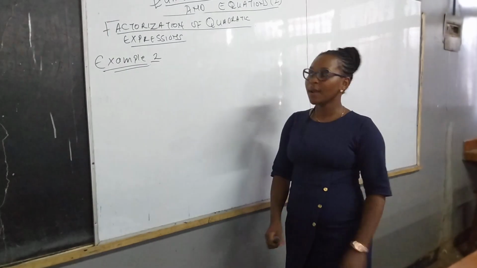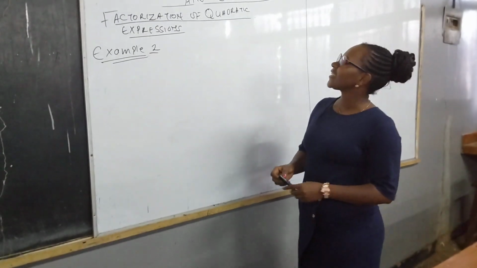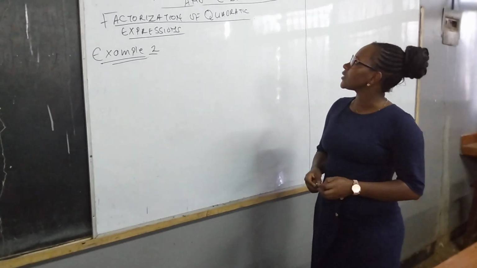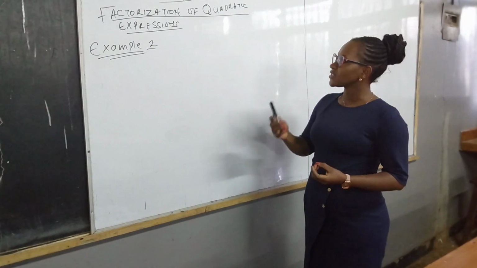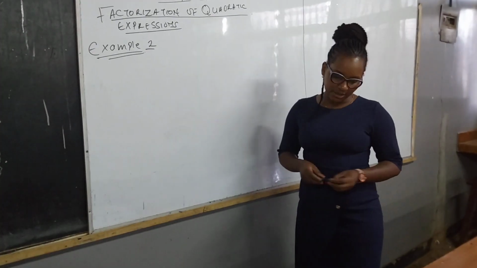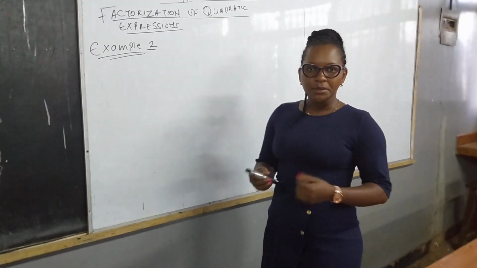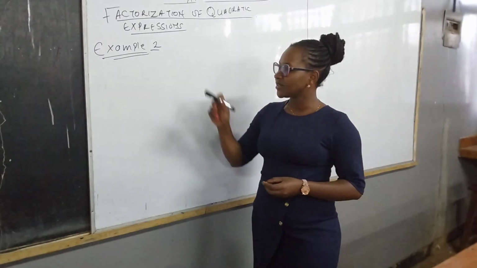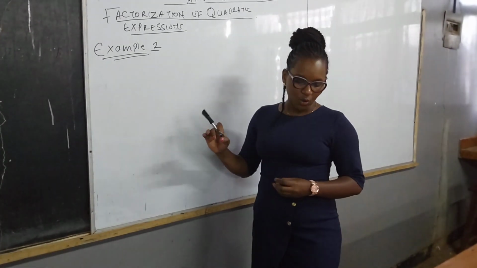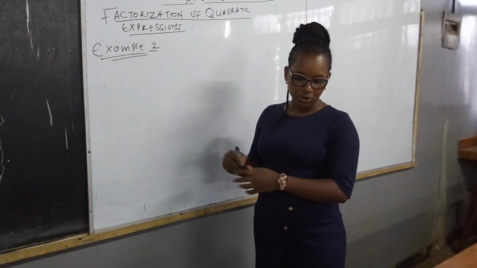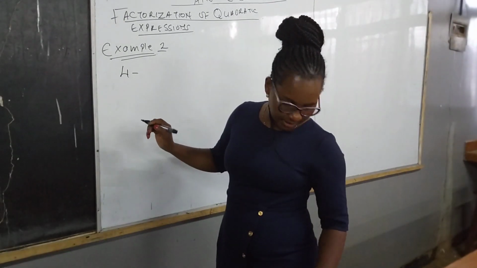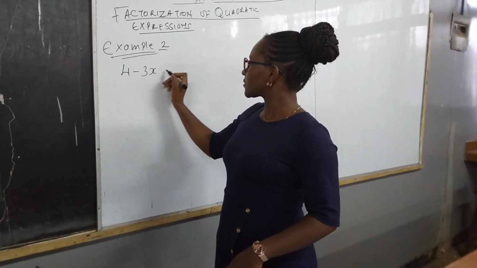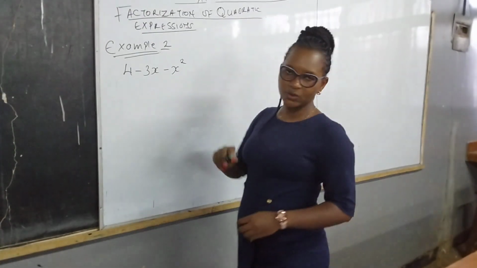To a second session of quadratic expressions and equations 2. We are going to look now at factorization of quadratic expressions. We had the first example. I want us now to do a second example with a different expression. For example, here we have 4 minus 3x minus x squared.